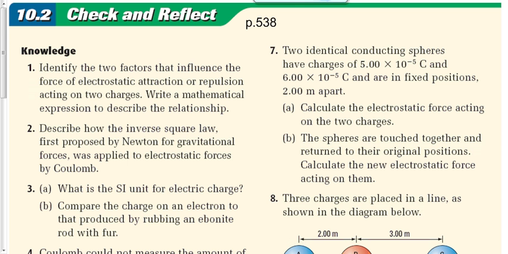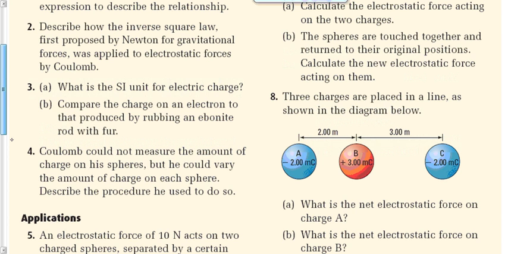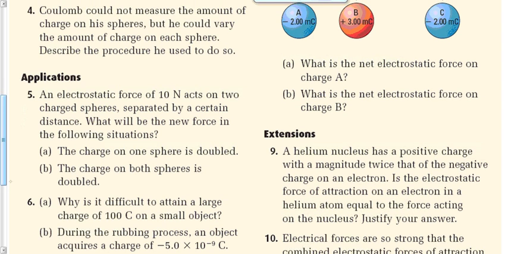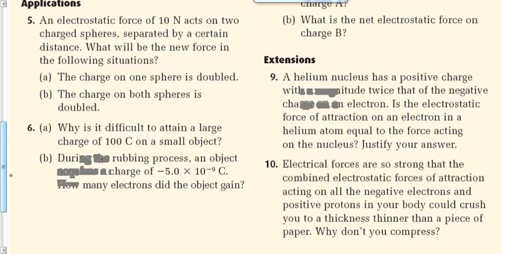Question number 6. Why is it difficult to attain a large charge of 100 coulombs on a small object? I like this question, actually. It's a really good question. Can anybody answer that one for me? I mean, clearly, we know 100 coulombs is a massive amount of charge, right? We said 1 coulomb is a really, really big unit of charge. 100 coulombs is a whole lot of a really, really big charge.